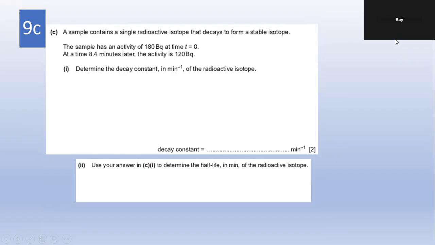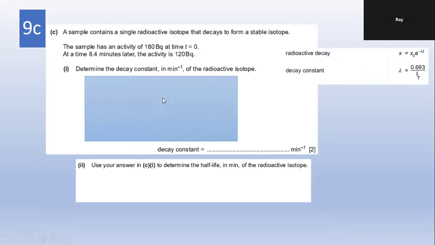Any idea? Any suggestion? Go to the formula sheet. That's the formula. You want to find lambda. You are given initial x naught, and after a certain time, 8.4 minutes, 120. So use that formula.